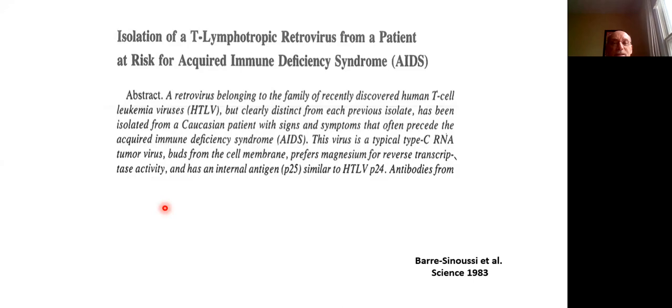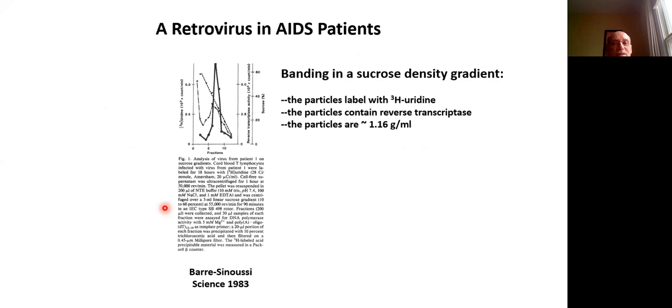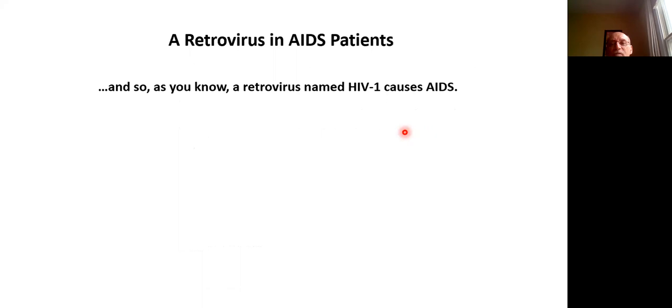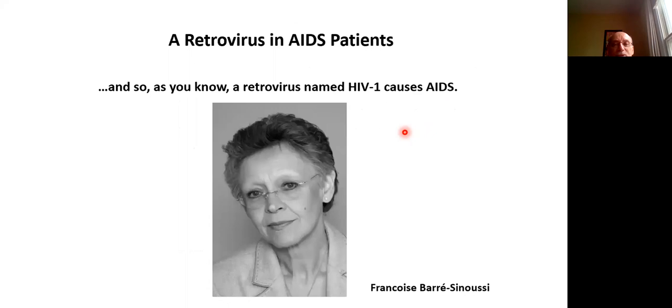It looked like a retrovirus in the electron microscope. It could be transmitted, could be cultured in human T cells. And these cultures produced a virus that labeled with uridine, that is, contained RNA. It contained reverse transcriptase activity, the hallmark of retrovirus particles. Particles also banded in a sucrose gradient at the characteristic buoyant density of retrovirus particles. And so, as you know, this was HIV, the causative agent of AIDS. This is Françoise who did this work.